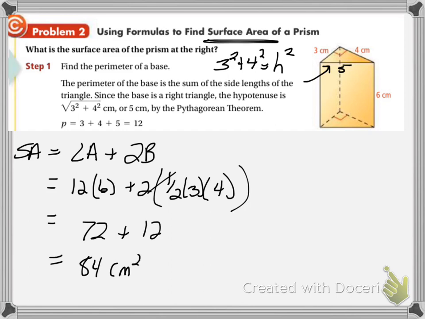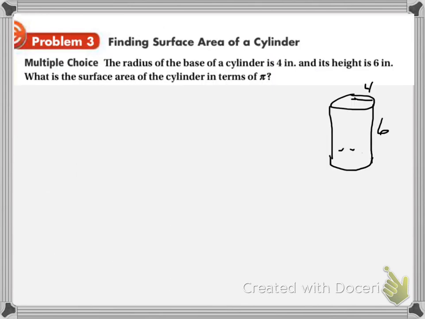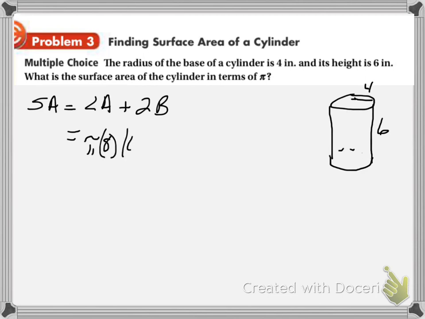It's my unit. Problem 3 talks about the surface area of a cylinder. So again, surface area equals lateral area plus 2 times the area of the base. Okay, well, what's our lateral area? How do I find the perimeter of a circle? It's just circumference, so it's 2 pi r or pi d, so it's pi times 8 times the height, which is 6, plus 2 times the area of the base. Well, again, it's a circle, so it's pi r squared. So 4 squared, which is 16 pi.